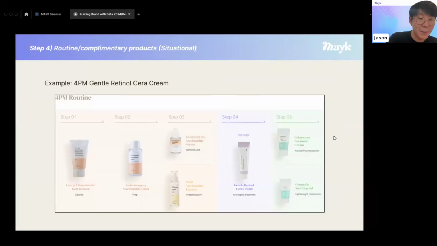So for example, to show you how we incorporated this into our brand, this is the classic multi-step K-beauty skincare. Retinol is usually a very harsh substance and it's very sensitive to the sun. So we include it as a night routine closer to the end of a skincare routine.